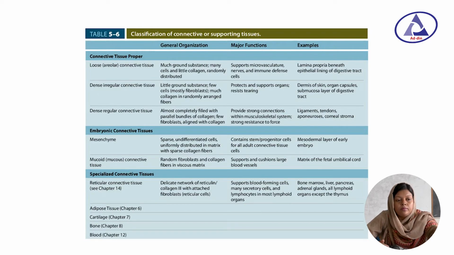Second one is the specialized connective tissue, that is, bone, cartilage, blood, and reticular fiber. Bone is a specialized connective tissue because it is hard in structure. Cartilage is also specialized connective tissue because it is semi-hard and transparent in structure. Blood is a liquid form of the structure, and reticular fibers are the supporting structure.